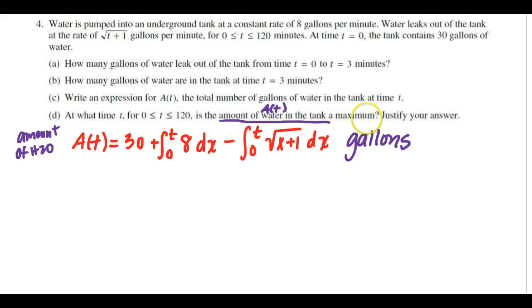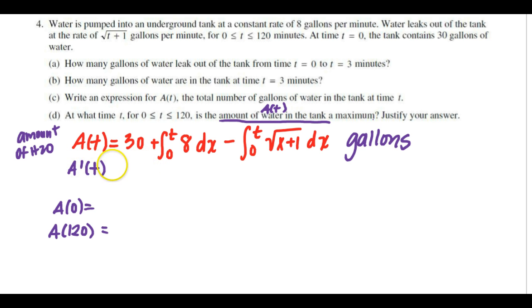So to find a maximum value of a function on a closed interval, I have to check the endpoints and the critical points. So in other words, I am going to need a of 0, I'm going to need a of 120, and then I'm also going to need a of the critical points. So I'm going to need to find all of these values. So the way to find critical points is to set the derivative equal to 0 or undefined. So I have to find the derivative. I need a prime of t.